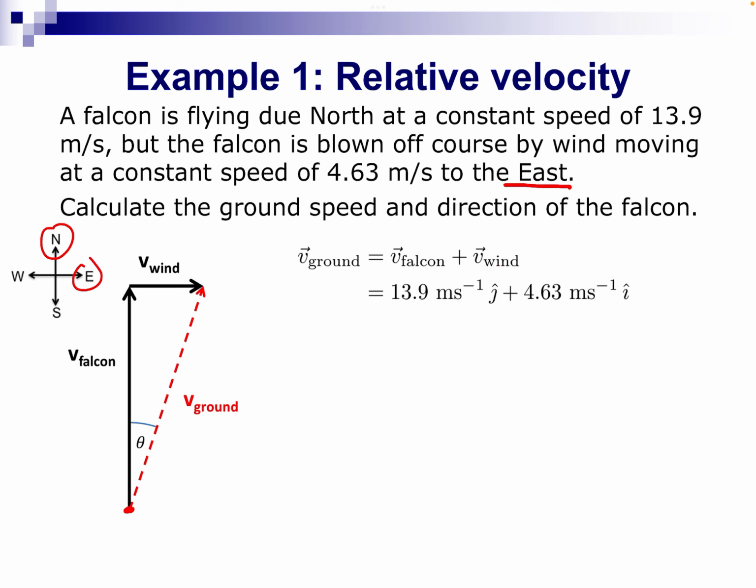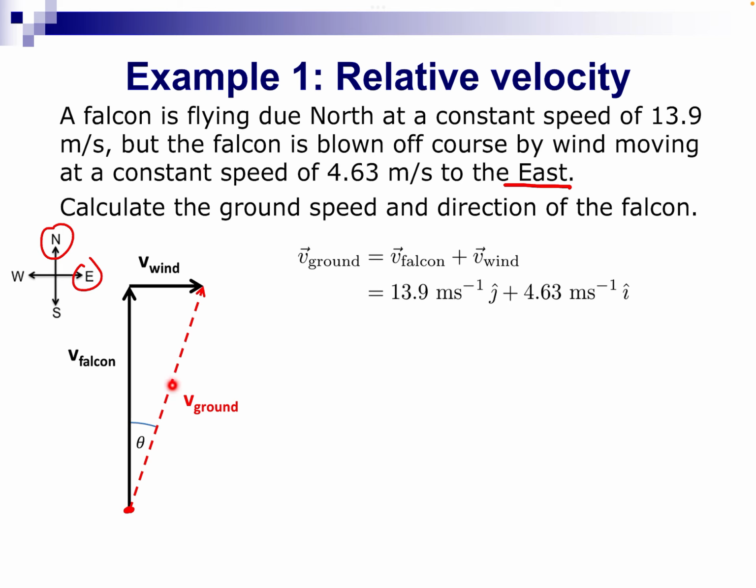Okay. Falcon is moving at 13.9 meters per second in the j hat direction. Recall the unit vectors. J hat is indicating that the falcon is moving along the y-axis. And the wind is moving in the i hat direction, or the x-axis.